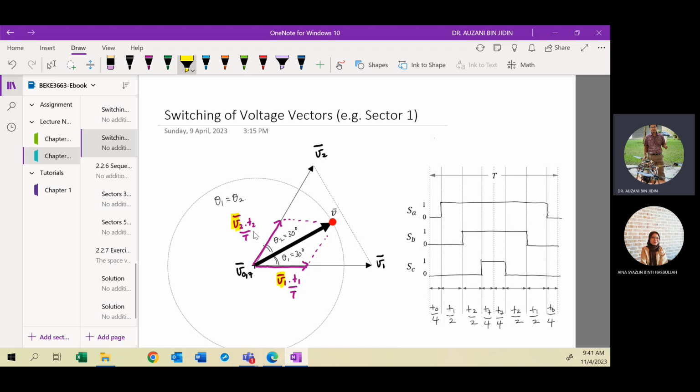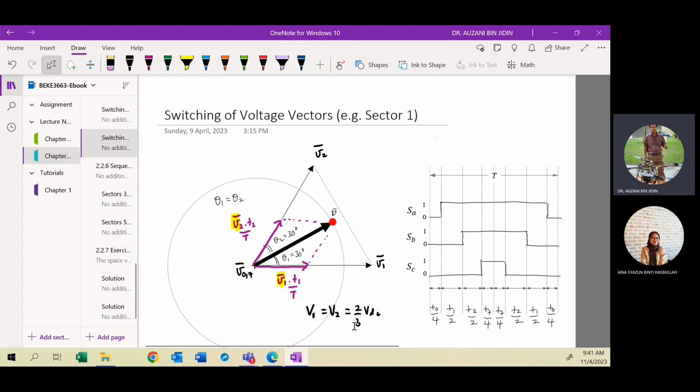The value is 2/3 VDC, 2/3 VDC. So when you write V1 and V2 in magnitude value, the values are the same, 2/3 VDC. So in this case, your T1 and T2 will be the same, right? Because the lengths of the component vectors are the same.